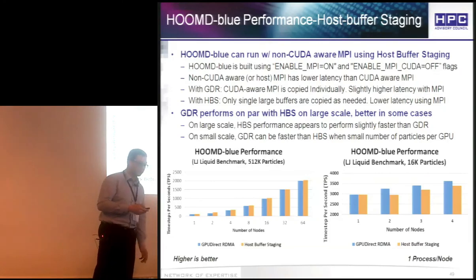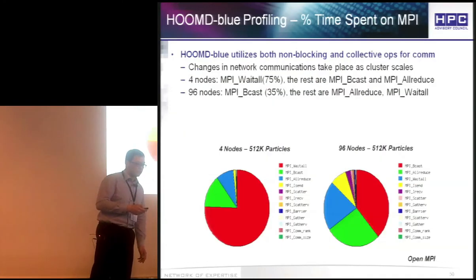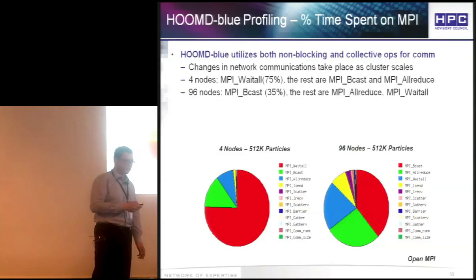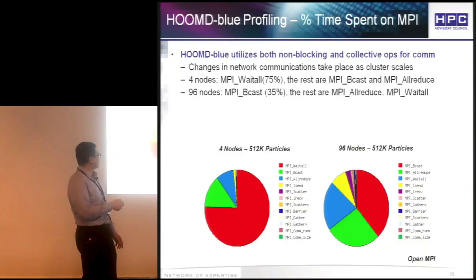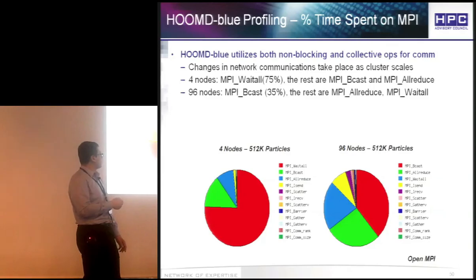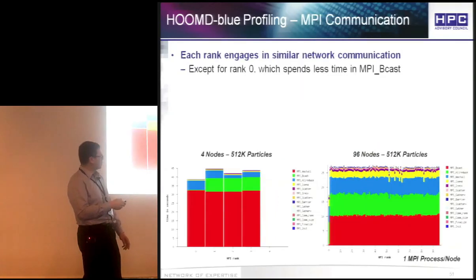I think we're running out of time, so let me skip that and go on to some of the MPI profiling. We can see that for the 4 node 512K particle size that I showed you earlier, much of the time is actually spent in wait all. The behavior is different when you scale to 96 nodes, so you get much different API communication taking place. This is another graph that shows that.